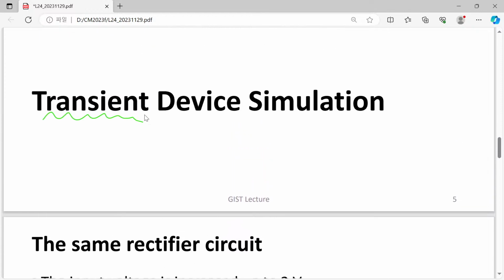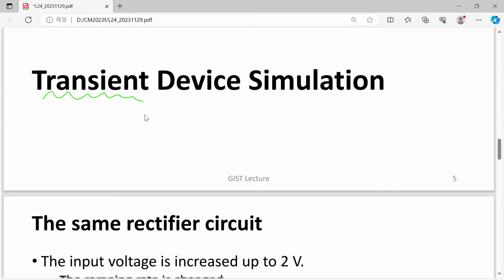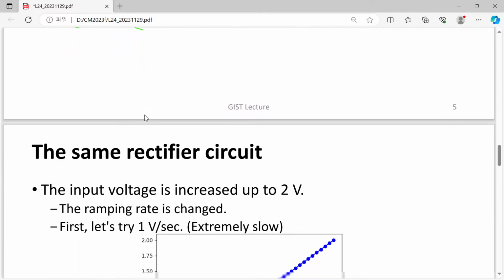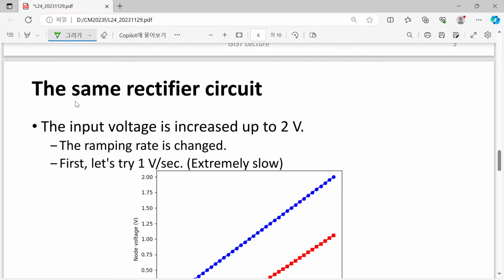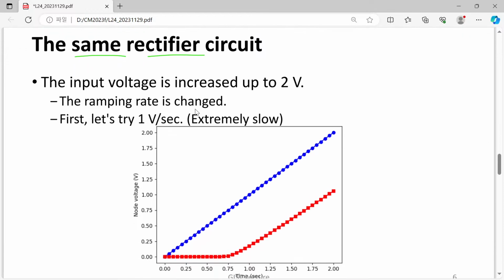Now I assume that you have implemented this mixed mode capability with some certain restriction. And now let's go to the transient device simulation. We will use the same rectifier circuit. The previous circuit is called a rectifier, and now the input voltage increased up to 2 volt. We have already increased up to 10 volt. So what is the difference? In this case, we have now introduced a ramping rate.